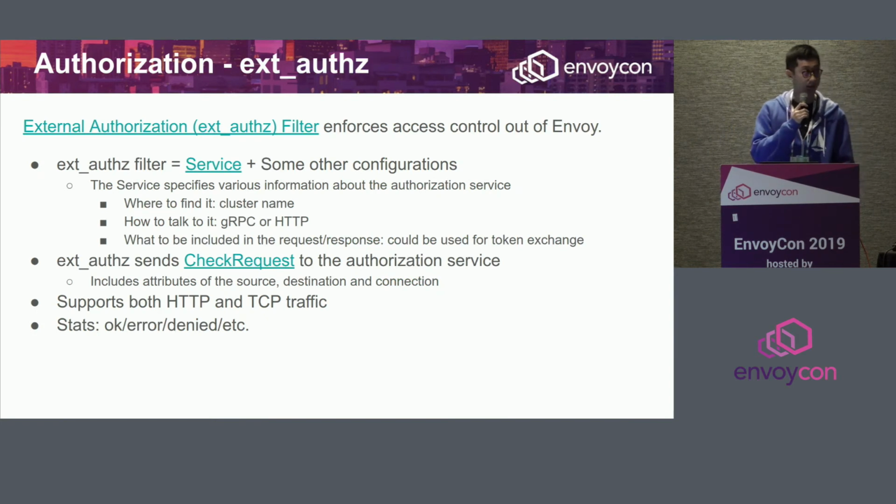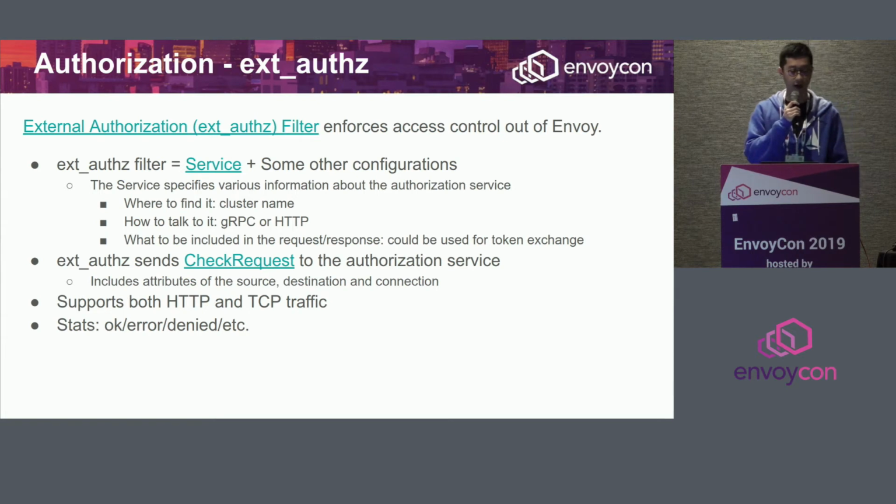Next, the other filter for authorization is the external authorization filter. It does essentially the same thing as the RBAC filter, but it does it outside the Envoy. It delegates the authorization decision to your external authorization service. The external authorization filter includes mainly a service definition and some other configurations.